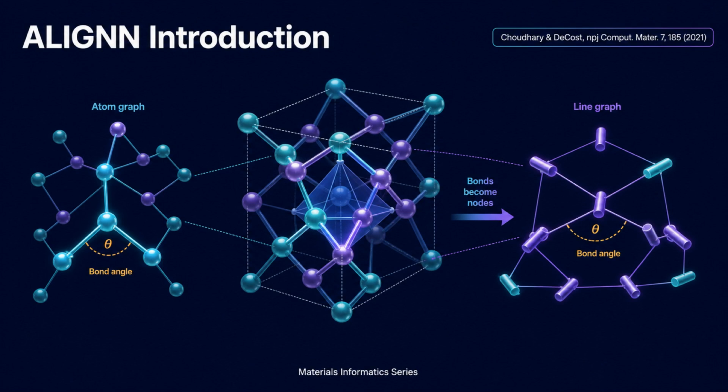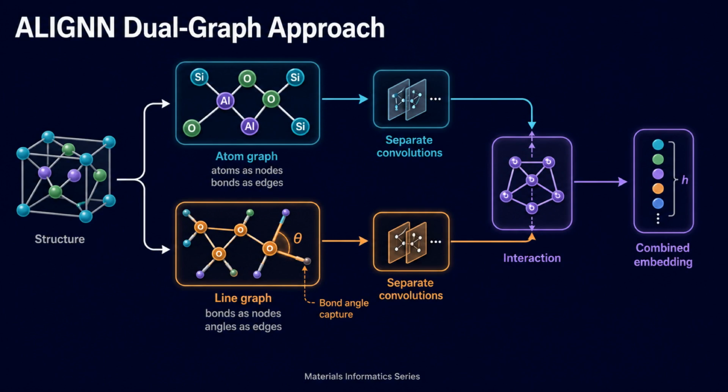Now let's explore ALIGNN, the atomistic line graph neural network, which represents the state-of-the-art in materials property prediction. ALIGNN uses a dual graph approach with both atom graphs and line graphs. The crystal structure is converted into an atom graph, where atoms are nodes and bonds are edges, and simultaneously into a line graph, where bonds become nodes and bond angles become edges. Separate convolutions process each graph, then an interaction layer combines their representations. This explicitly captures bond angle information that standard GNNs miss.